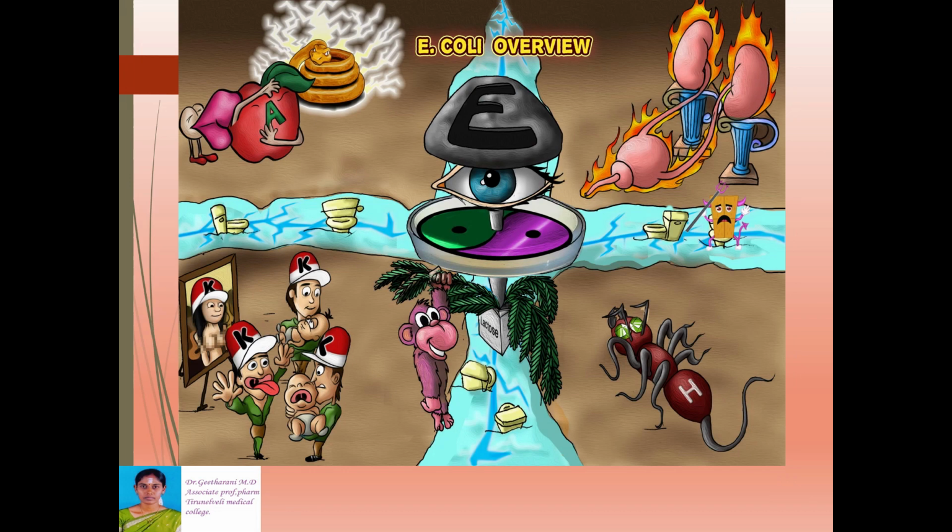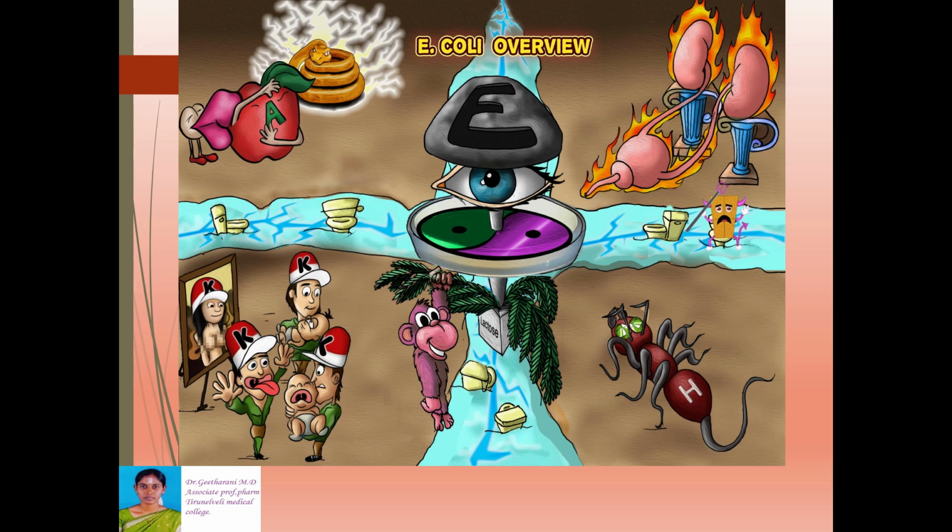So a word about E. coli. E. coli is a common organism which is commonly found in urinary tract infections. It's a gram-negative rod. So gram-negative organism, and on MacConkey agar it has a pink color appearance. The picture shows pink colonies on MacConkey agar. And there are many types of antigens. So O, K and H antigens are there. The O antigen can cause septic shock, and the K antigen can cause pneumonia and meningitis.